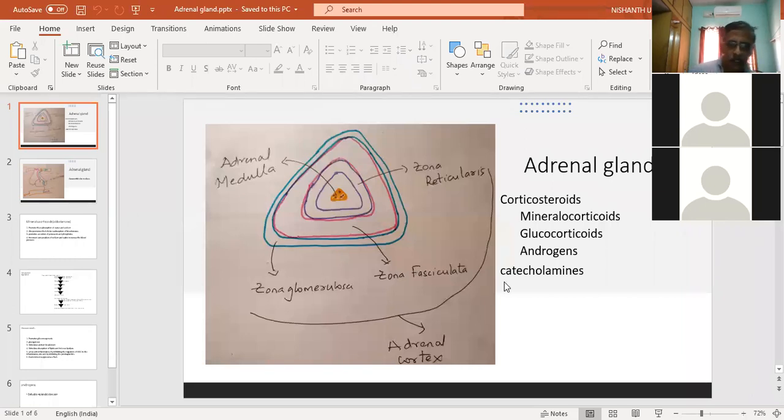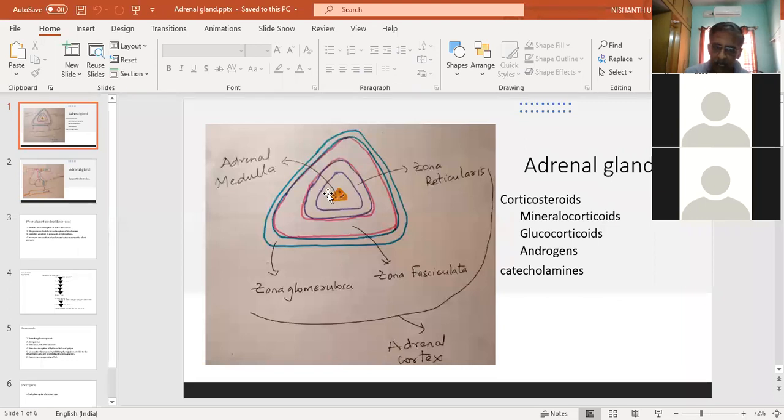Okay, so if you go through this structure carefully, observe, it is composed of cortex as well as medulla. Adrenal gland is composed of adrenal cortex as well as medulla. You can see this is the outer layer, which is called zona glomerulosa, and this is the middle layer, you can call it zona fasciculata, and then this is the inner layer, we call it zona reticularis. So all these three layers combined we call the adrenal cortex.